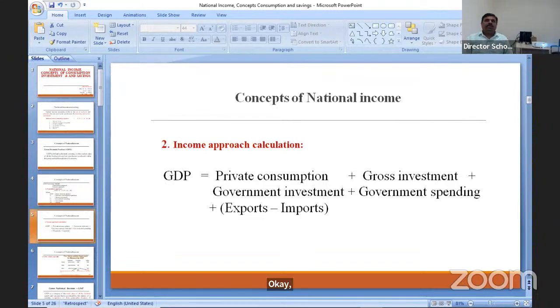Okay, so I think in the previous lecture we were left with one point, that is the kinky demand curve. That part we will cover and we will stop.